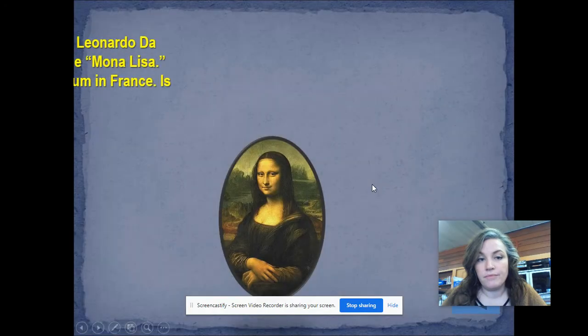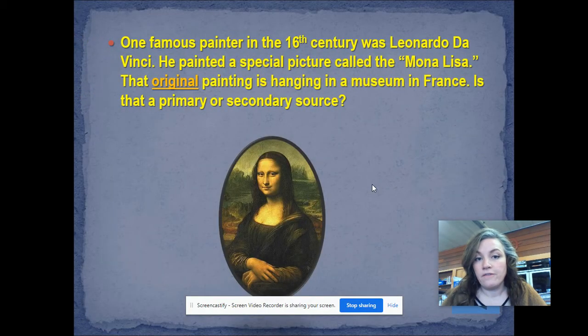Number 9. One famous painter in the 16th century was Leonardo da Vinci. He painted a special picture called the Mona Lisa. That original painting is hanging in a museum in France. Is that a primary or a secondary source?